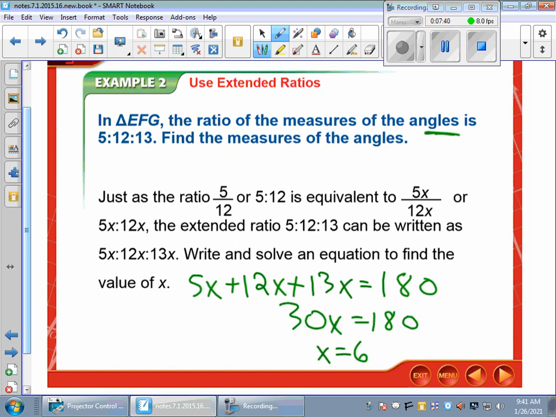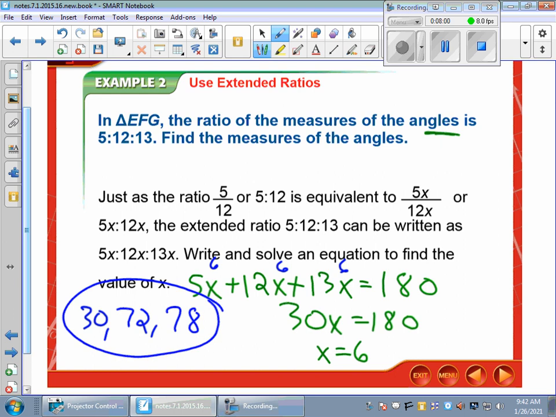Now again, so we found x, but then it also says find the measure of the angles. So what do we do with that? You now take those numbers and you plug it in, 6 here, 6 here, 6 here. So our angles are 30, 72, and 78. So that is the measure of the 3 angles. It says find the measure of the angles. That is the measure of the 3 angles.